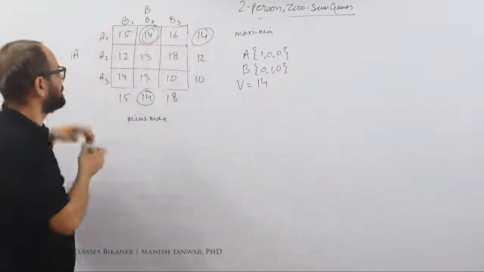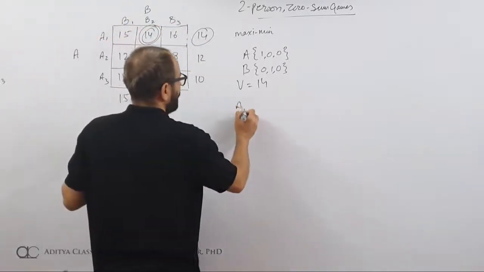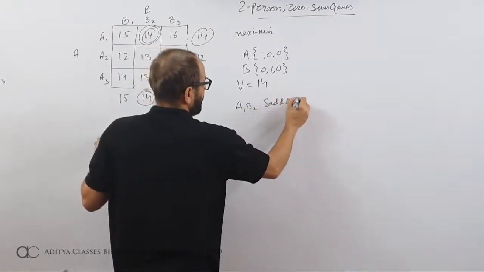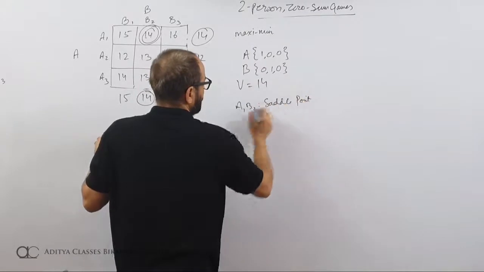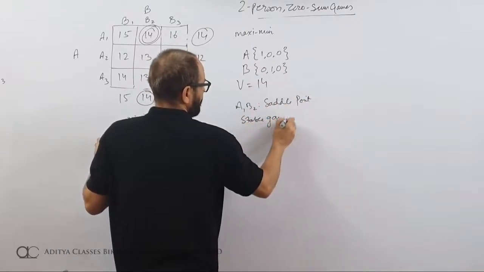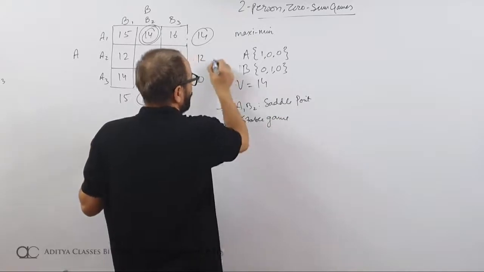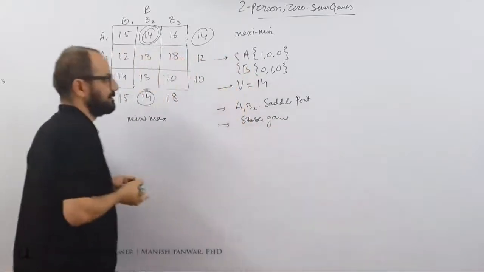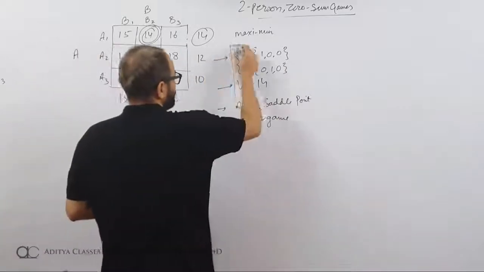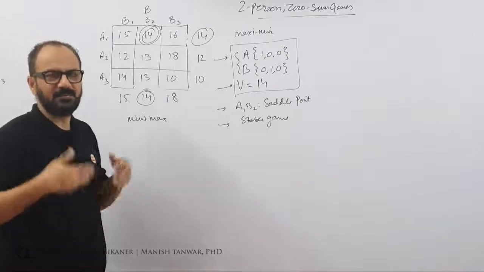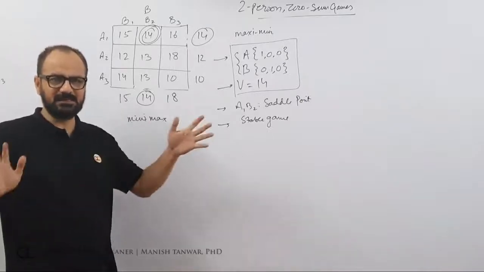This is the saddle point. Saddle point is where A1, B2 is saddle point. It is a stable game where strategies for A and B are these, value of game is this, and this is what constitutes the solution of our game. So next time when we meet, we'll take some more questions to clear the concepts, to clear the doubts.